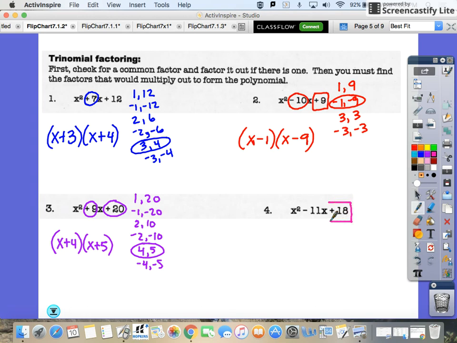So this one, these numbers need to multiply to a +18. That means the signs must be the same. So like 1 and 18, -1 and -18, 2 and 9, -2 and -9, 3 and 6, -3, -6. But they need to add up to a negative. So you would have probably noticed pretty quick all you needed to focus on were the negative options. So it'd be these. X minus 2, x minus 9. It doesn't matter which one you write first. It could be x minus 9, x minus 2, same thing.